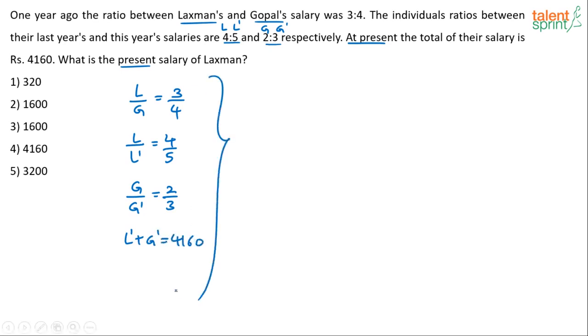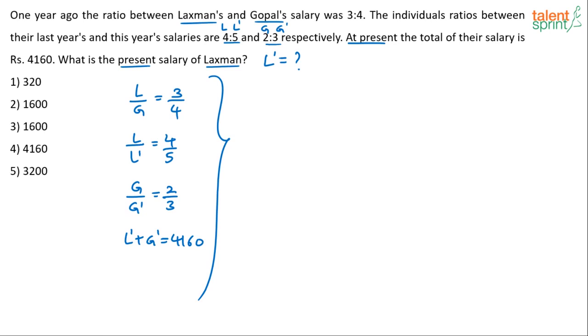Now, as simple as that, we have got 4 equations, 1, 2, 3 and 4 and 4 variables. Can you solve? Yes. You can solve for those 4 variables. What is he asking us to find out? Present salary of Lakshman. L dash is equal to what? The present salary of Lakshman is L dash.